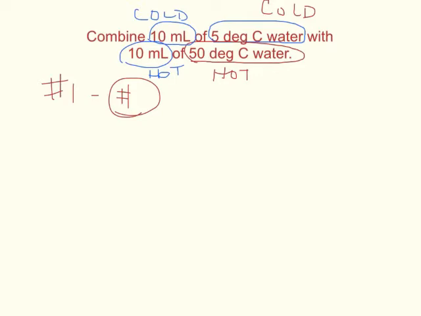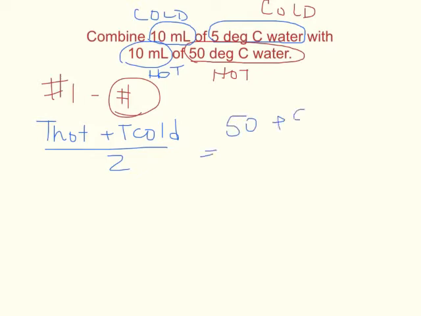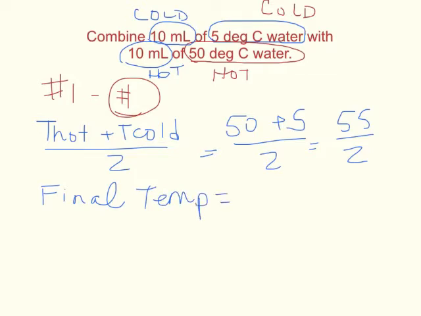And so we need to go back through and apply equation number 1 to find the final temperature. And we know that our final temperature is hot temperature plus the cold temperature divided by 2. So our hot water was 50 and our cold was 5, and we are going to divide that by 2. So we are going to take 55 and divide it by 2, which is going to give us a final temperature of 27.5 degrees Celsius. And so that is step number 1.